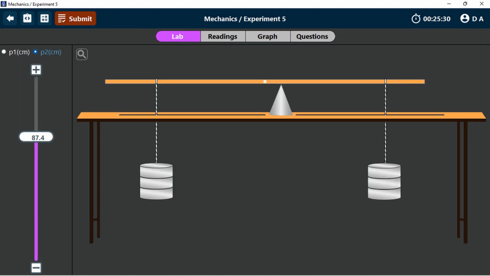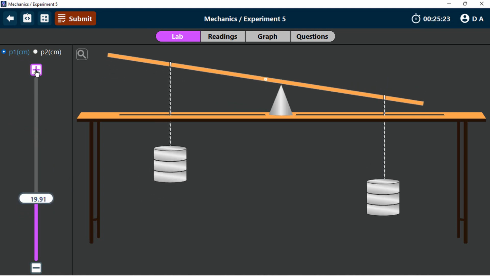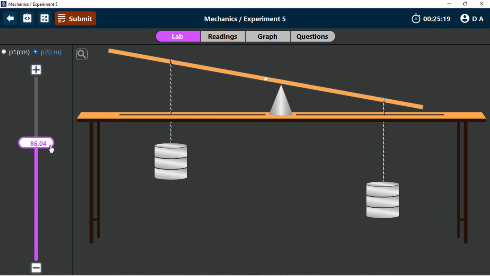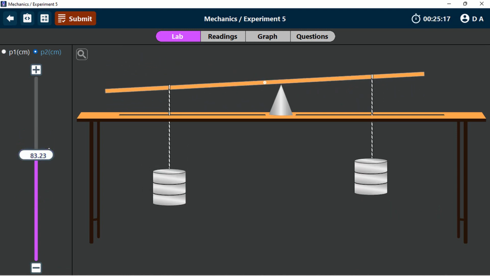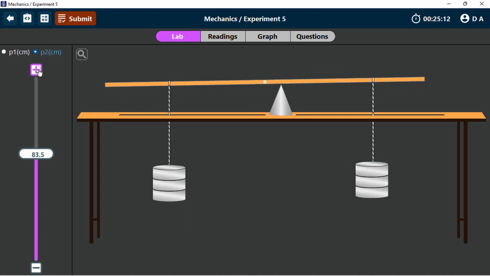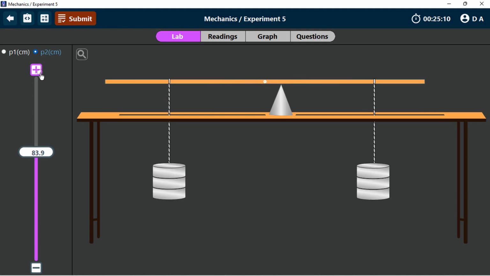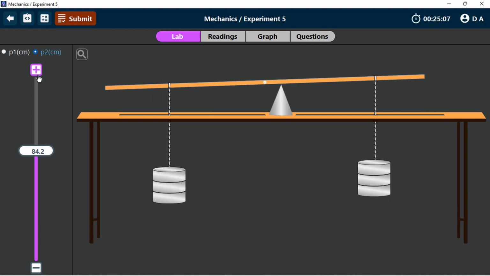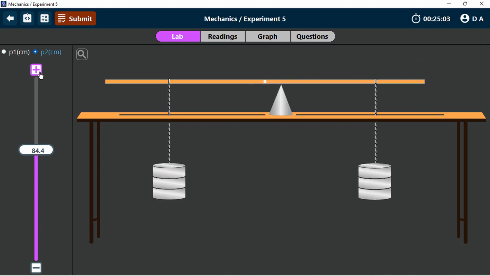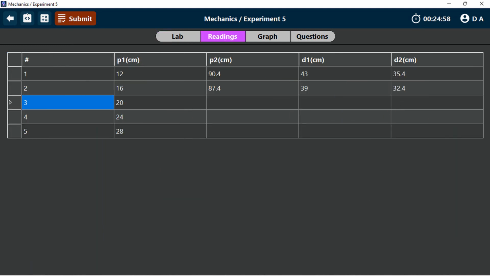So let's repeat the process for where D1 equals 20. So we go back here, we change this to 20. We adjust this until we get 20. Then we go to D2. We readjust this until we get this balanced. So we keep moving it gradually until we have it balanced. And in this case, we have it balanced at 84.4. So let's record that.